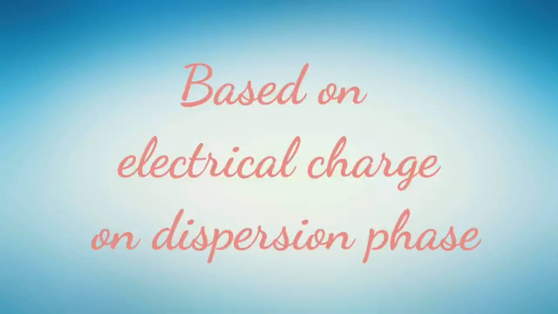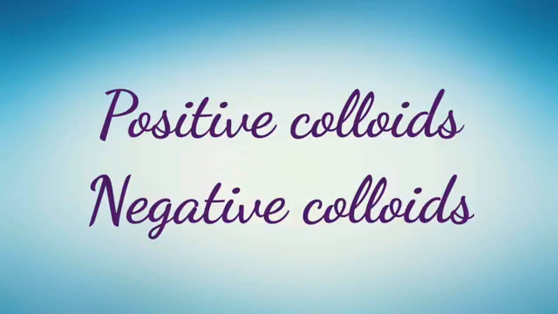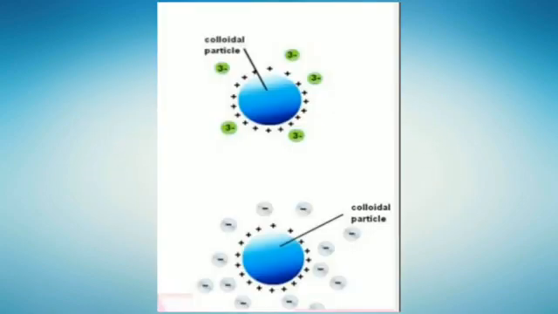The next classification is based on the electrical charge on the dispersed phase. It is of two types, positive colloids and negative colloids. In positive colloids, the dispersed phase in a colloidal solution carries a positive charge, for example, metal hydroxides like Fe(OH)3, aluminium hydroxide, methylene blue sol, etc. And in negative colloids, the dispersed phase carries a negative charge, for example, silver sol, copper sol, etc.